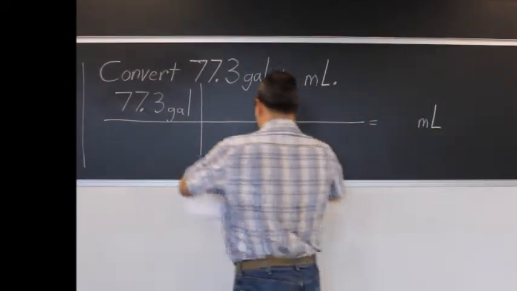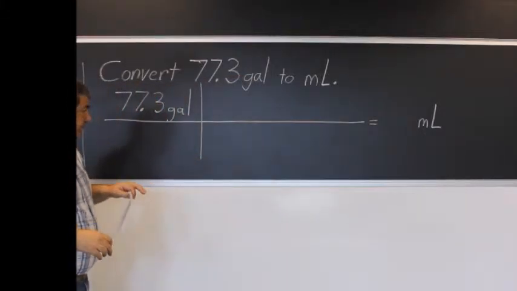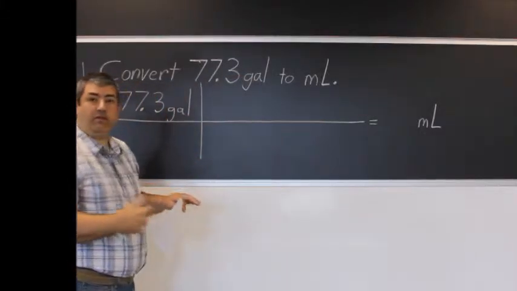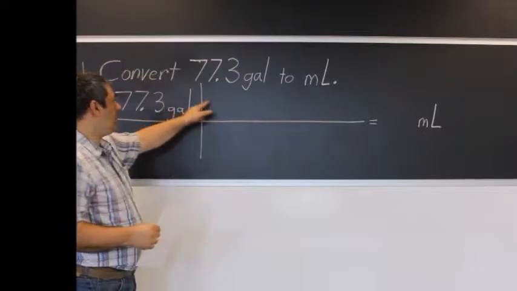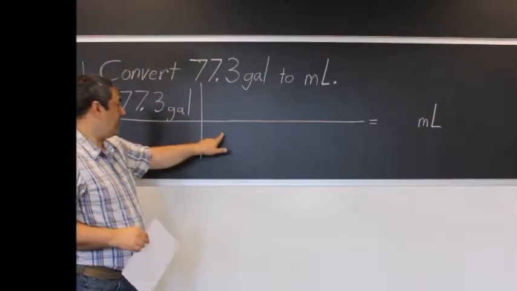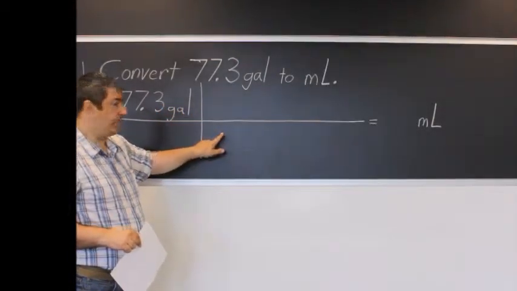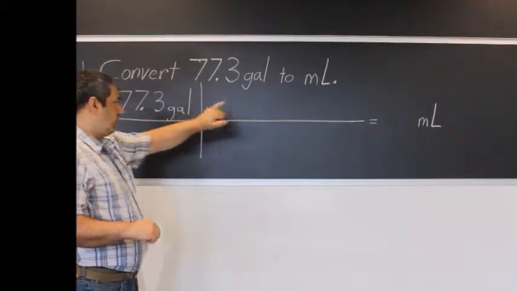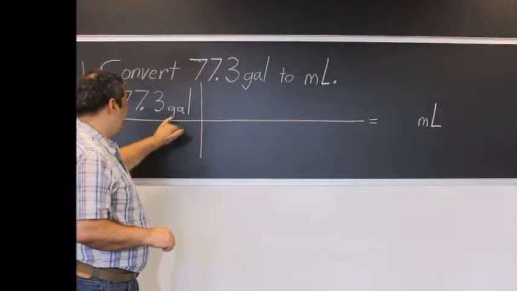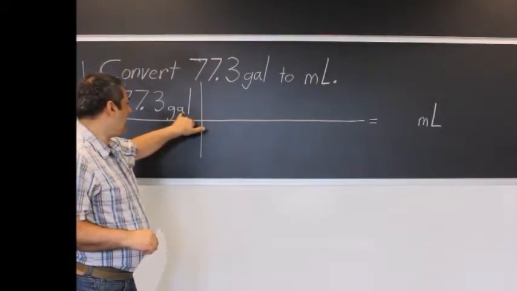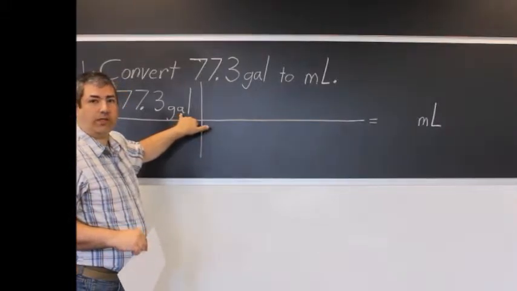Okay. This grid is simply to represent the math. Anything on top we're going to multiply, anything on the bottom we're going to divide through. So we have gallons, we want units of milliliter. Well, as we pay attention to the units, that tells us when we're done.